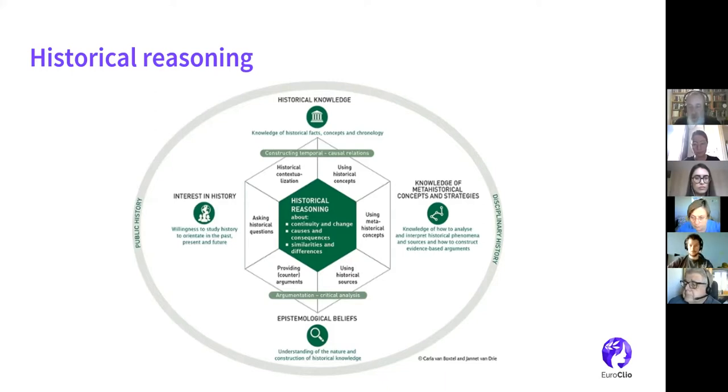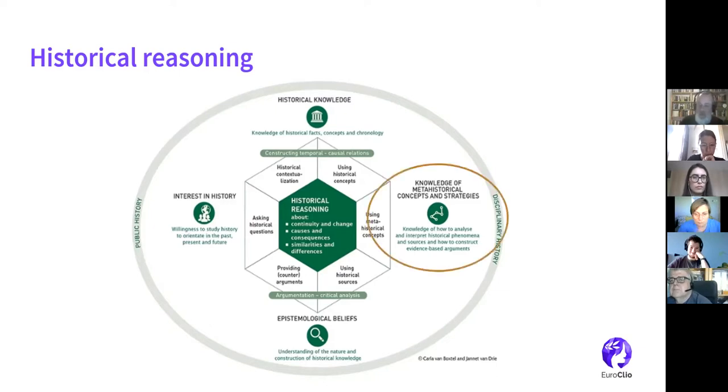It's a difficult article, but it's very relevant because it is one of the first attempts to understand what students need to know and to be able to do, which skills they need to come to their own understanding of history. So understanding about continuity and change, cause and consequences, similarities and differences. And it needs at least some historical knowledge, an interest in history, very important, some epistemological beliefs on what we think is true, how we decide what is true in history, but also some knowledge of meta-historical concepts and strategies. And those strategies and concepts contain the knowledge of how to analyze and interpret historical phenomena and sources and how to construct evidence-based arguments.